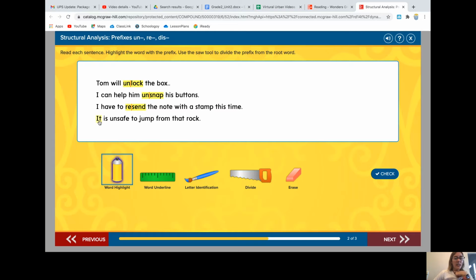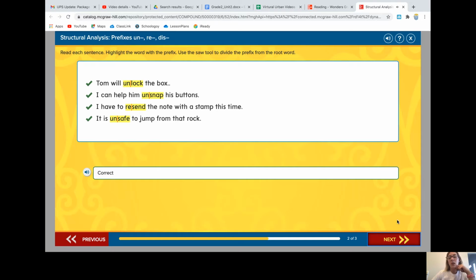Okay, next one. It is unsafe to jump from that rock. What's the word with the prefix? Of course, unsafe. And what is the prefix and which one is the root word? Un is the prefix and safe is the root word. So what does unsafe mean? Yes, it means it is not safe.